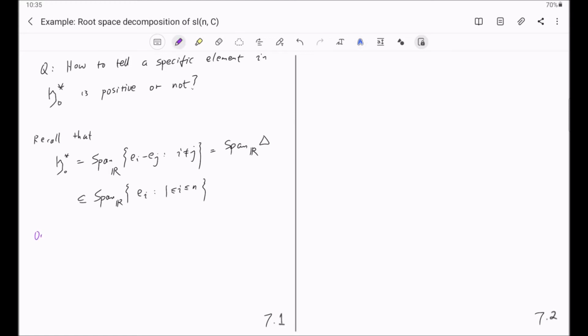One attempt is the following. For any element phi in H0 star, phi can be expressed as a linear combination of Ei's. Maybe you want to use the positivity of the coefficients to define the positivity of phi somehow. However, the bad thing is, because this space is strictly containing the R span of Ei's, this expression is actually not unique. And because it is not unique, if you use the positivity of coefficients to define the positivity of phi, there will be an issue of well-definedness. And we have to get rid of the trouble that you may have multiple expressions for phi.